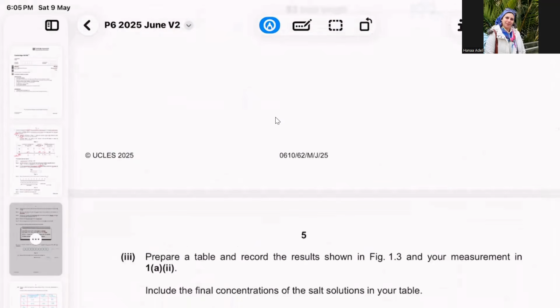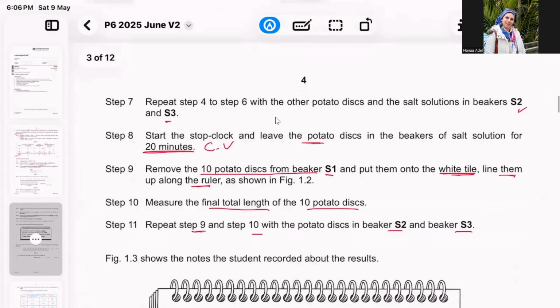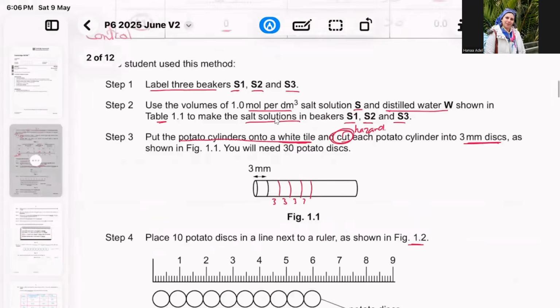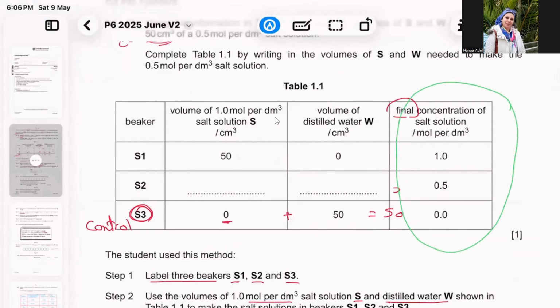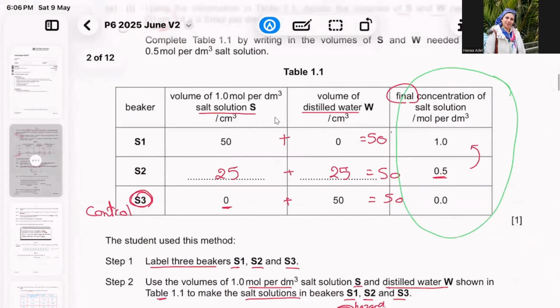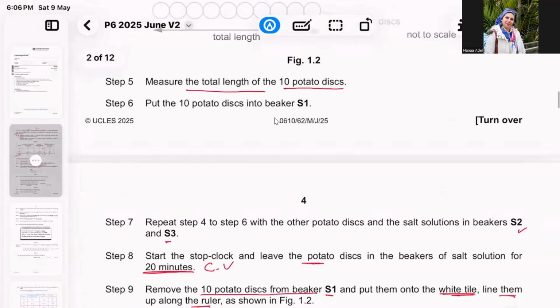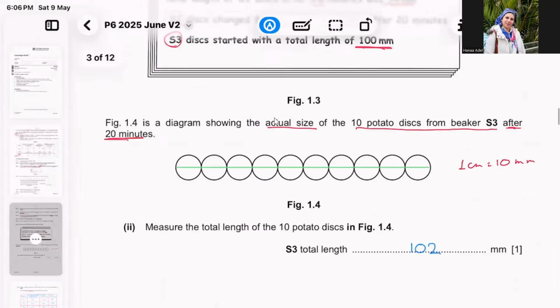Prepare a table and record the result shown in figure 1.3 and your measurement in 1AII. Include the final concentration of salt solution in your table. So now we have many points. You have to put the beakers, so we have S1, S2, and S3, and the final concentration, 1.0, 0.5, 0.0, and the initial and the final length of the 10 discs.